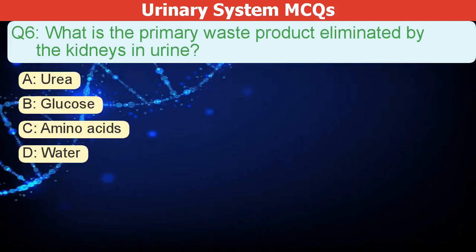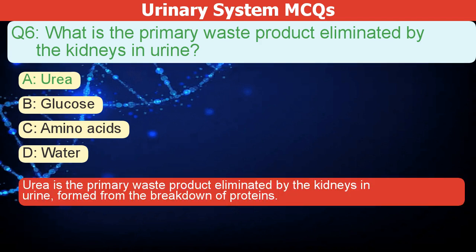What is the primary waste product eliminated by the kidneys in urine? A. Urea. B. Glucose. C. Amino acids. D. Water. The correct answer is A. Urea is the primary waste product eliminated by the kidneys in urine, formed from the breakdown of proteins.